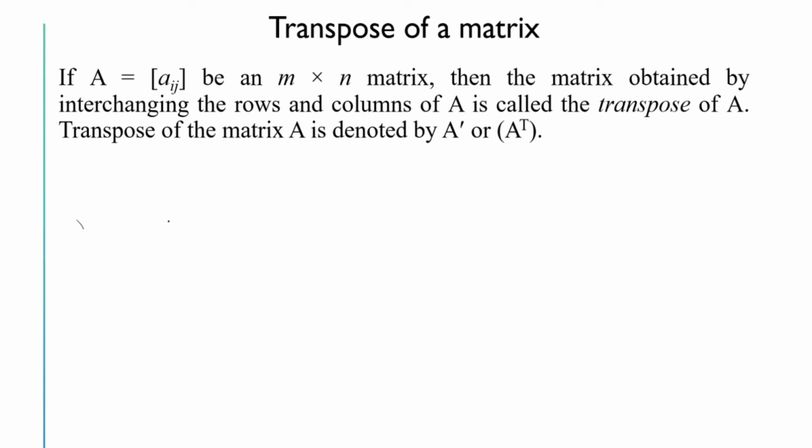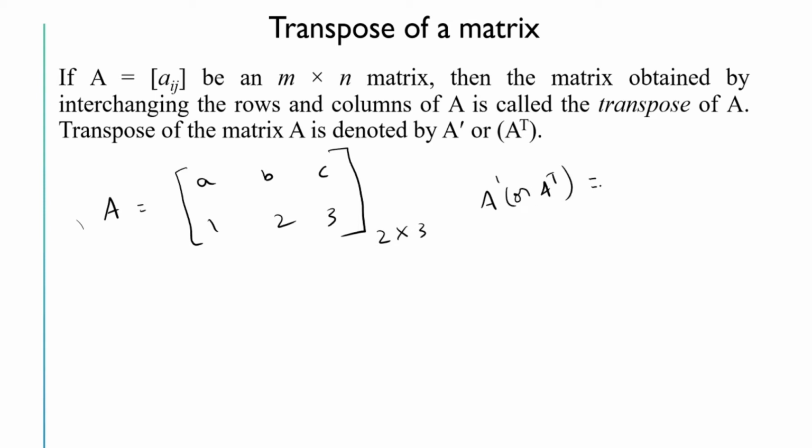Say for example, if A equal to the matrix A, B, C, 1, 2, 3. So this is a matrix with two rows and 3 columns. Then A transpose, that is A dash or A transpose, is obtained by interchanging the rows and columns. So A transpose will be A, B, C, 1, 2, 3. So this is A transpose.